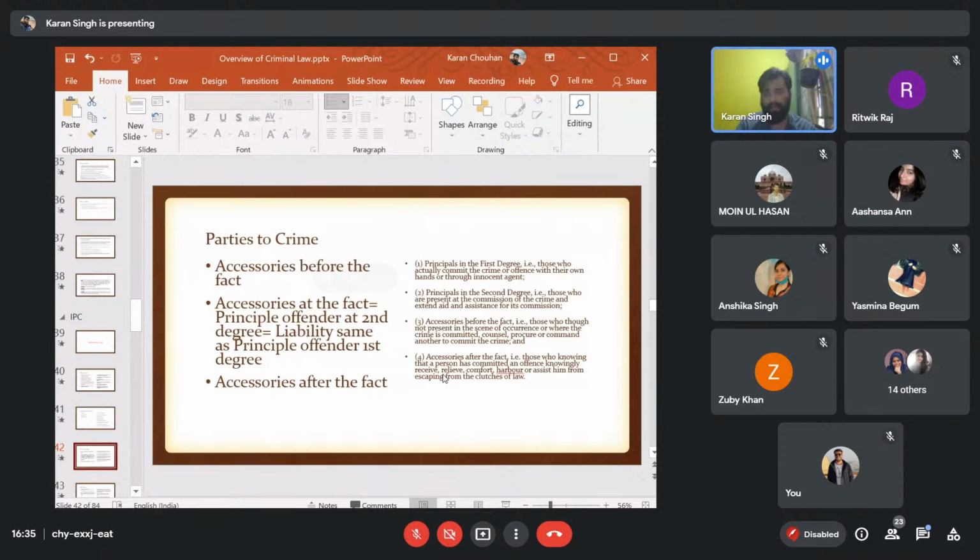But one thing that is important when it comes to abatement is that intention is necessary, that you actually intended to instigate that person. So the mens rea part is still intact when it comes to abatement. And if you have abated someone, you will be behind bars, and the same liability will apply.